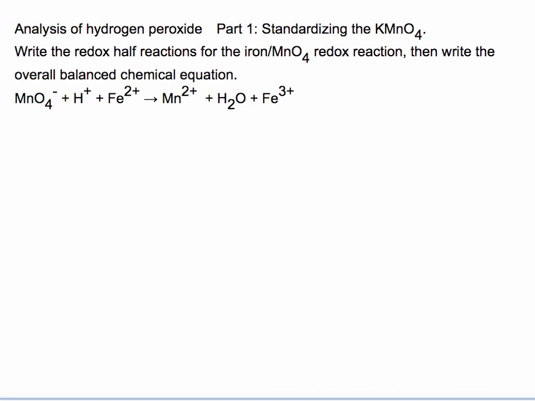So anyway, the first thing is you'll be given this equation, but this equation right here is not the entire equation for this lab. It's kind of a scaled down equation that has the major ions that are in play. And what you're going to need to do is turn this into a balanced equation. All right, because right now maybe it looks balanced. I doubt it is, but it's not.